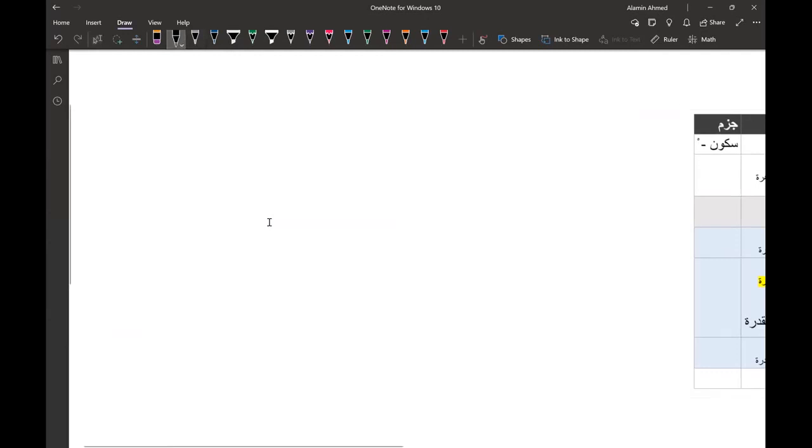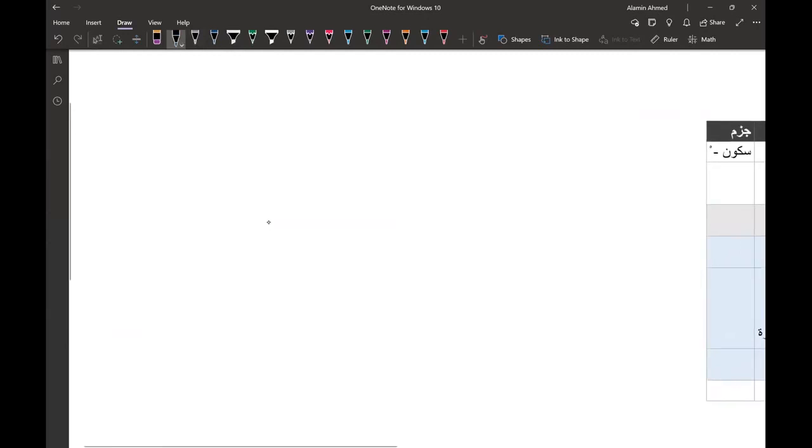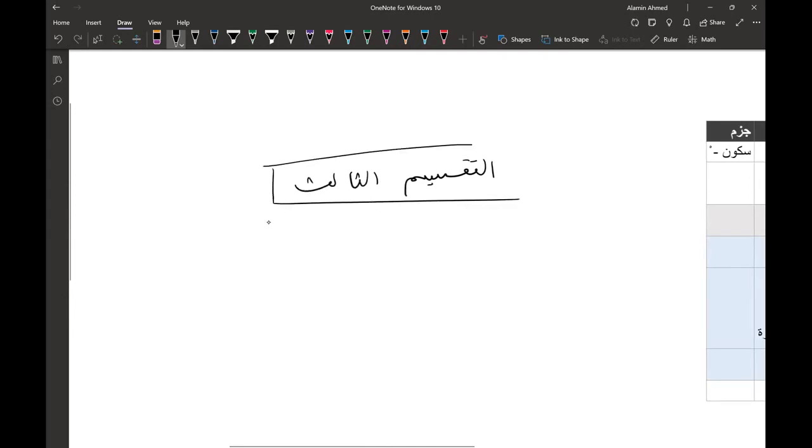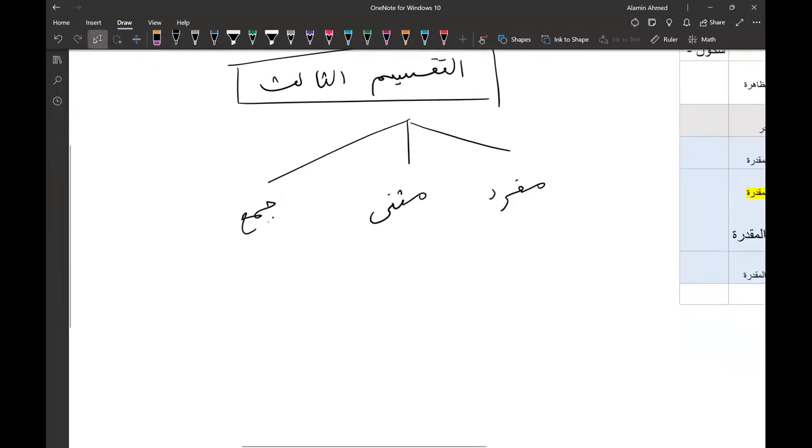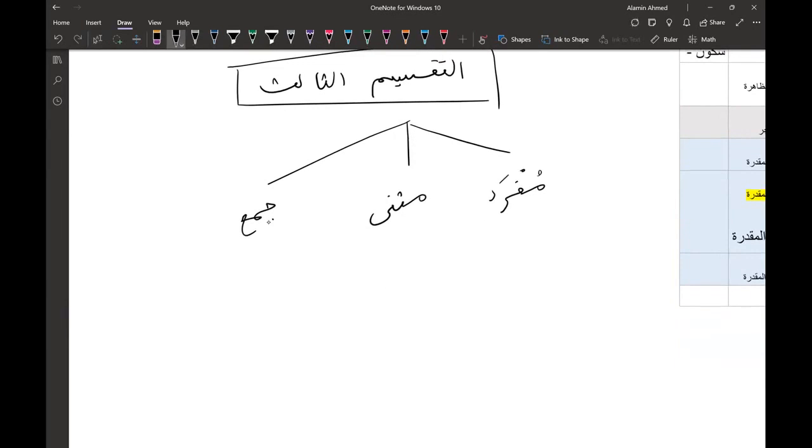So let me just quickly mention, and inshallah you guys will understand. We have at-taqsim ath-thalith. Remember last time we did taqsim al-awwal and taqsim ath-thani. We have the third. How do we divide? We divide by mufrad, and we say muthanna, and we say jam', plural. You understand? Right?